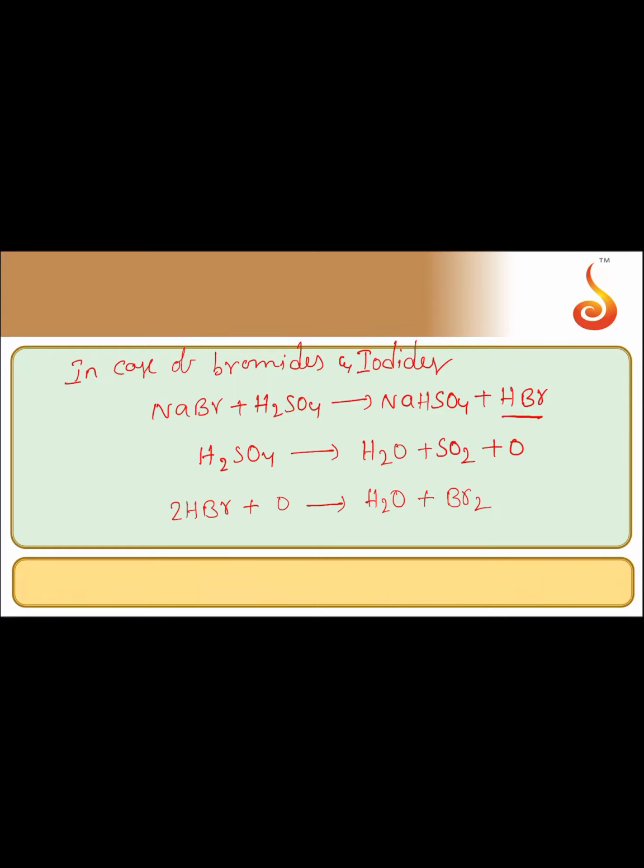So if we balance the equation, this should be multiplied with 2. So we'll get the overall equation here: 2 moles of NaBr plus 3 moles of H2SO4 gives rise to 2 NaHSO4 plus SO2 plus Br2 plus 2H2O.